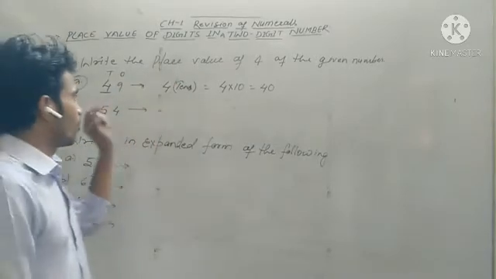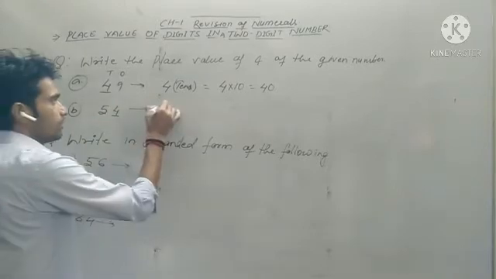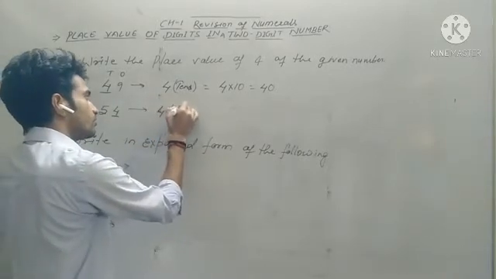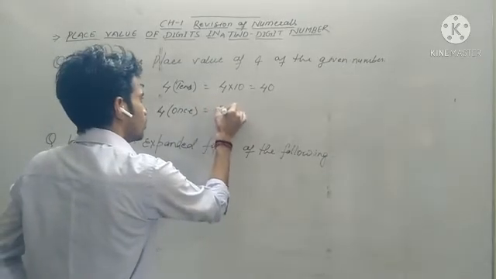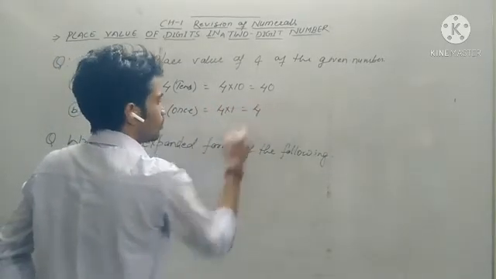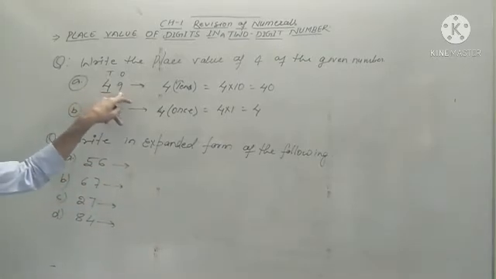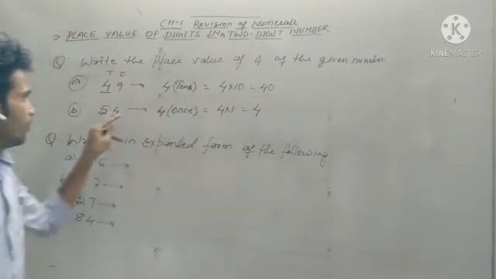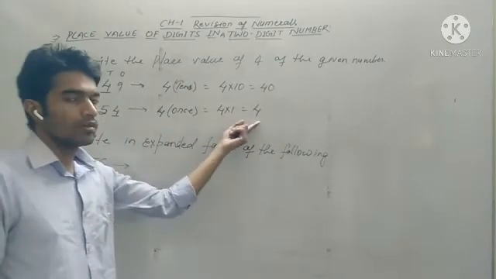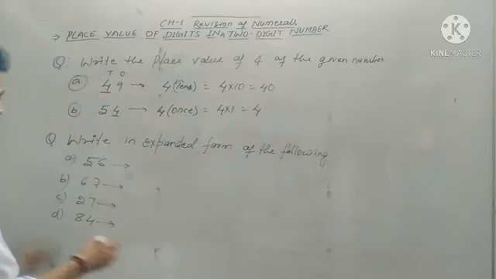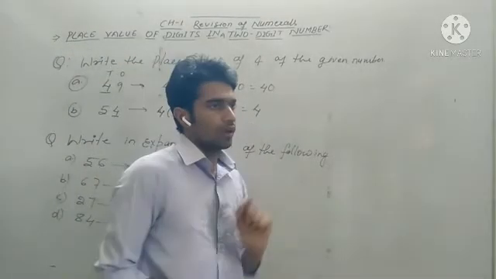The place value of 4 in 54. So this is 4 ones. It means 4 into 1, and this is equal to 4. So place value of 4 in 49 is 40, and place value of 4 in 54 is only 4. Is it clear? Next, second question, write the expanded form of the following.